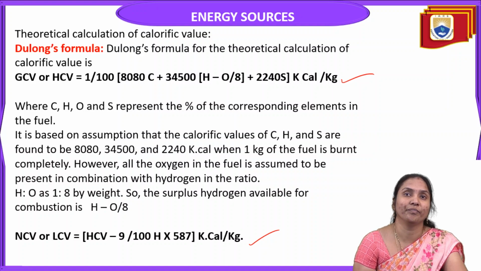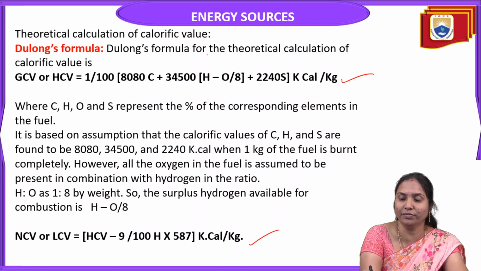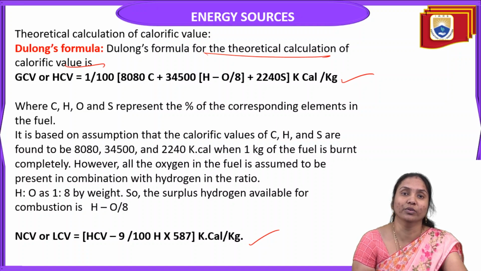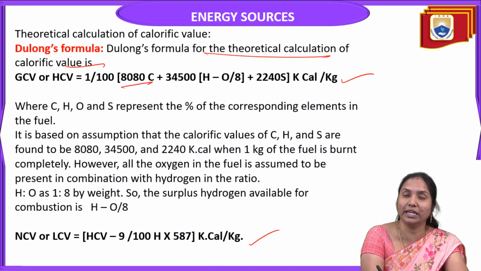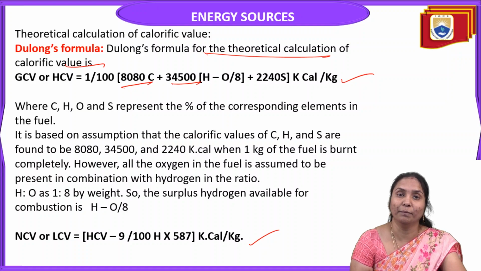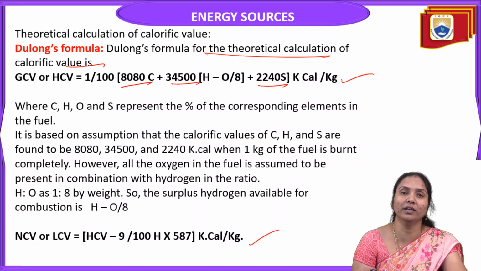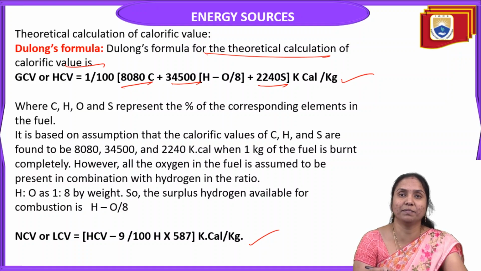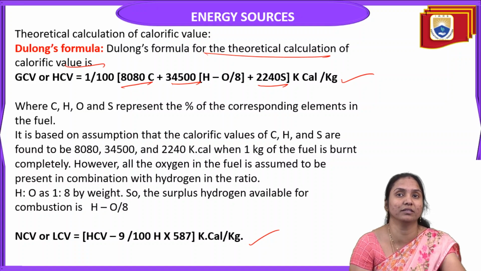Next is Dulong's formula for the theoretical calculation of calorific value. According to it, GCV, gross calorific value, or HCV, high calorific value, equals 1 by 100 into 8080 C plus 34,500 (H minus O by 8) plus 2240 S, in kilocalorie per kg or calorie per gram. Here carbon, hydrogen, oxygen, sulfur are the elements present in the fuel.